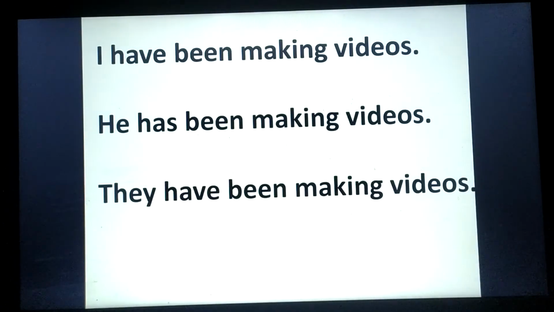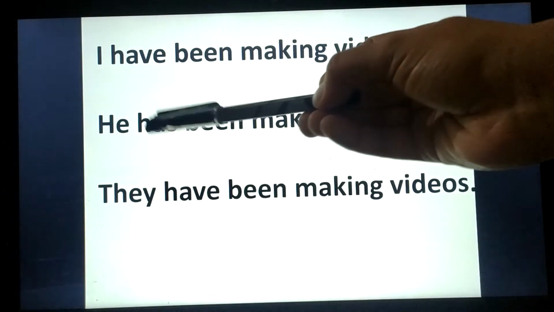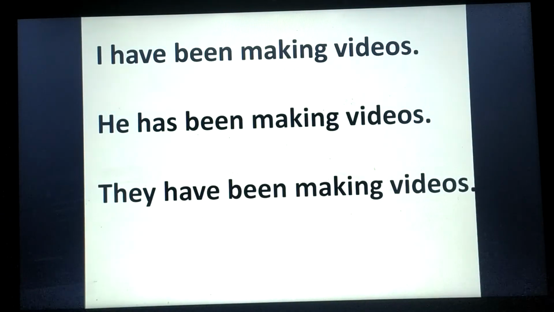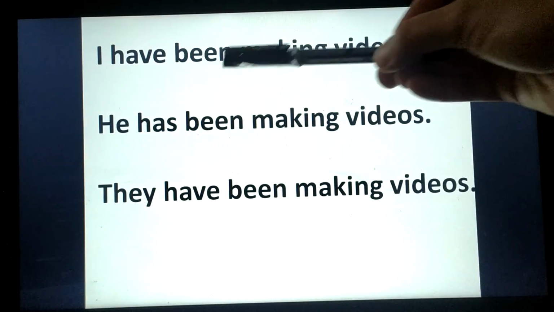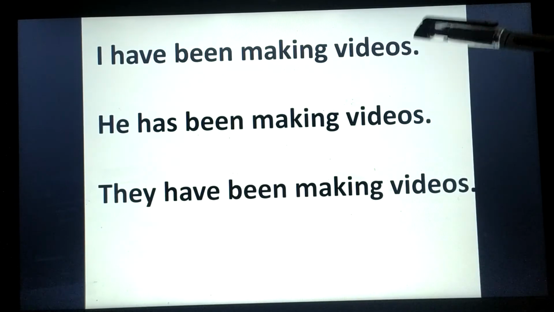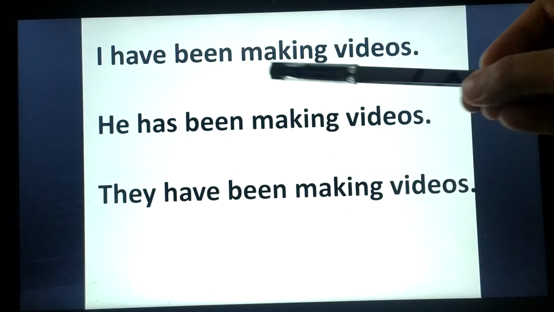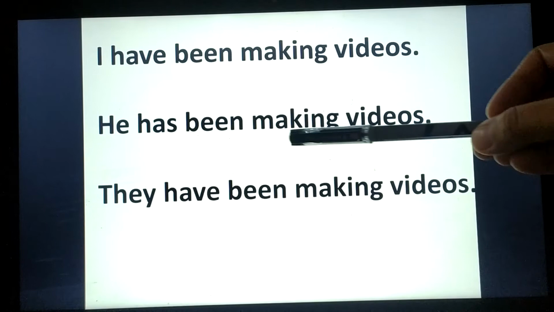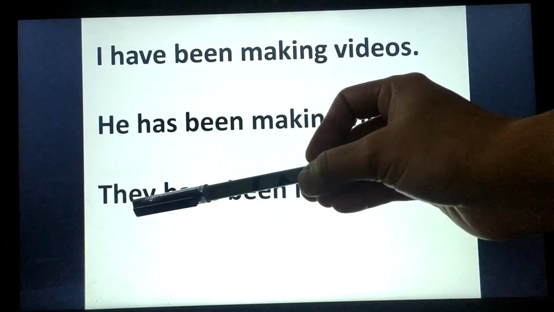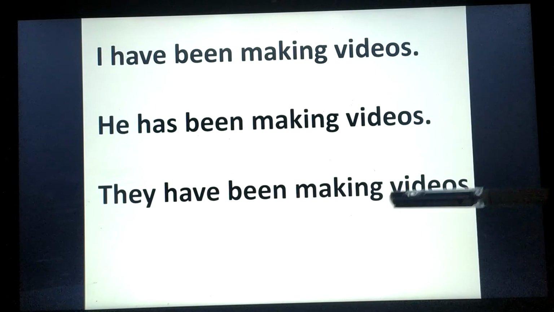Here are few examples you can see. First example, I have been making videos. He has been making videos. They have been making videos. If you look at the sentences, with I I have used have been, and verb make plus ing, it has become making, and then object, right? Here also with he I have used has been with first form of verb plus ing and object. Here with they, I have used have been because it's plural, and with have been, first form of verb with ing and object.